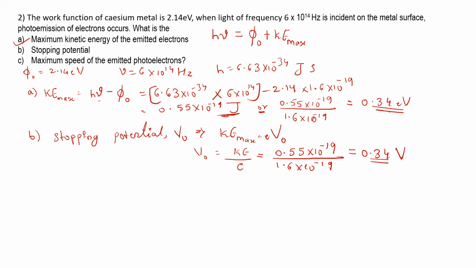How did we get the stopping potential? From this formula we got it: maximum kinetic energy is equal to charge of an electron into stopping potential, that is V naught. Through that we got it.